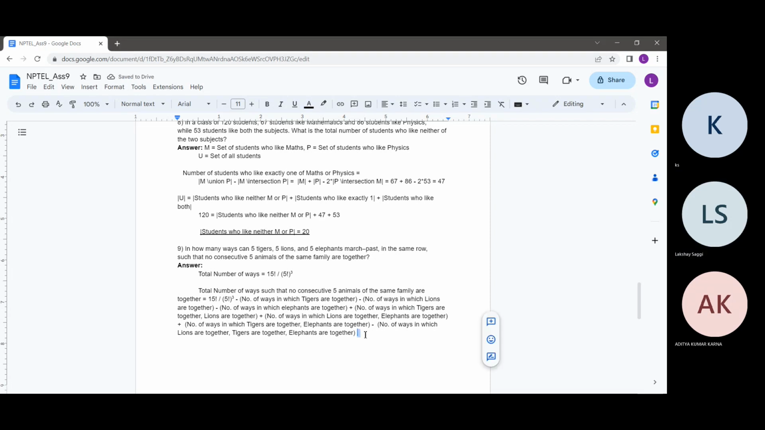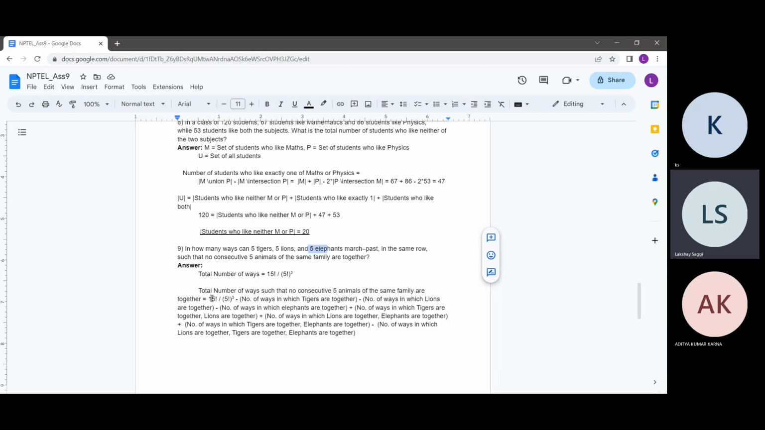Okay, so this will be the actual answer. So the total number of ways. Actually, I want none of the five animals to be consecutive to each other, like none of these three types to be consecutive. Like these five tigers should not be together, these five lions should not be together, and these five elephants should not be together.